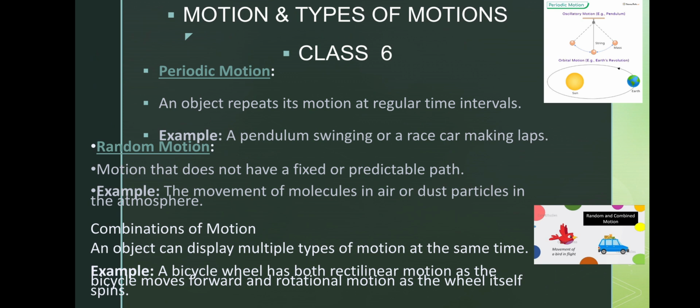Combination of motions. See, there are 2 or 3 motions together happening sometimes. That is, an object can display multiple types of motion at the same time. For example, a bicycle wheel has both rectilinear motion as the bicycle moves forward and rotational motion as the wheel itself spins. Now you can see in periodic motion, even earth when it revolves around the sun, it happens in 365 days, so it is a periodic motion.